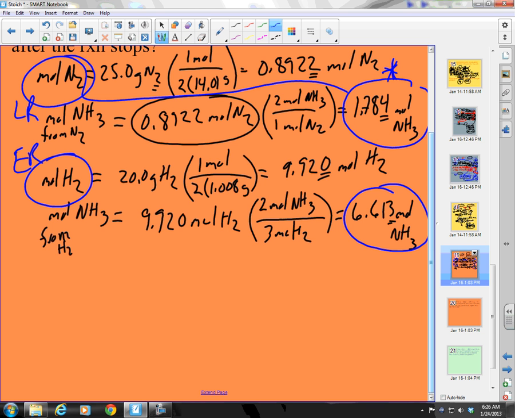Now, we want to figure out how much of my hydrogen is left. So what did I say we do? We want to calculate the amount of excess reagent used. So excess reagent used, how do I get that? I'm going to take my amount of limiting reagent. Where's my amount of limiting reagent? Right here.